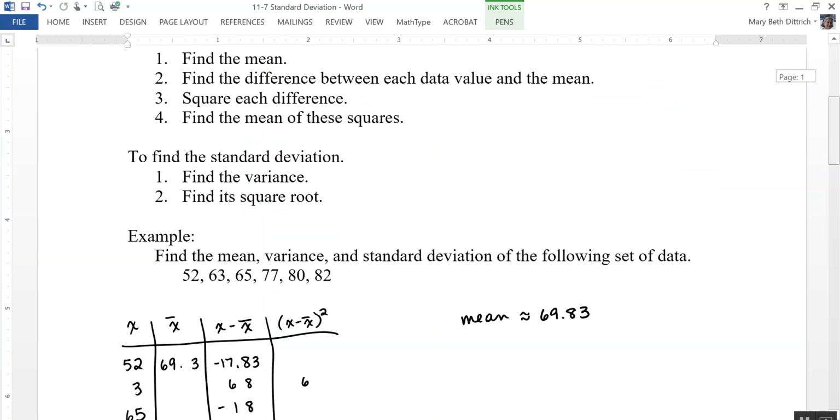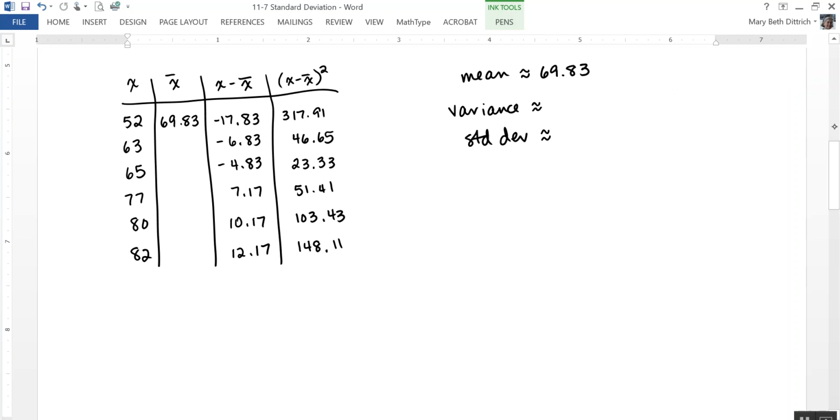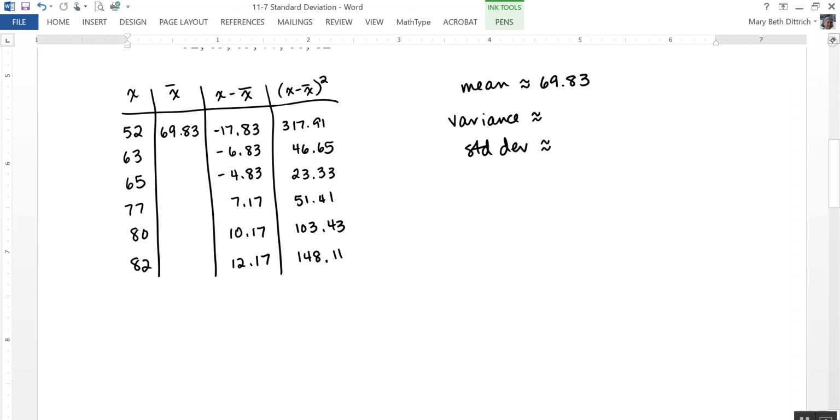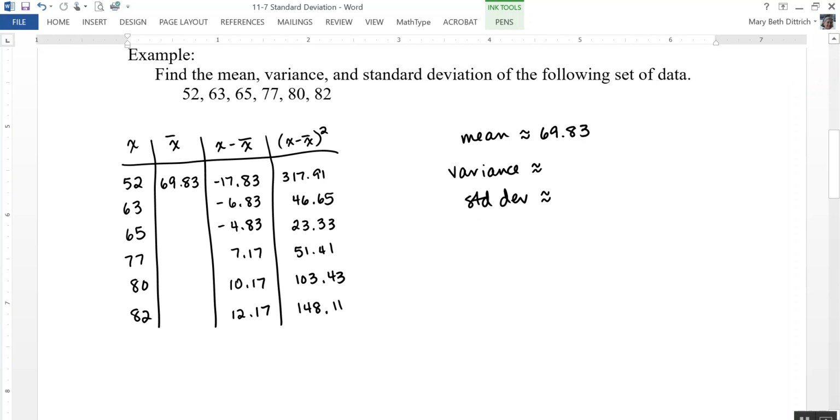So here's a set of data. This example says, find the mean, the variance, and the standard deviation of the following set of data: 52, 63, 65, 77, 80, and 82.